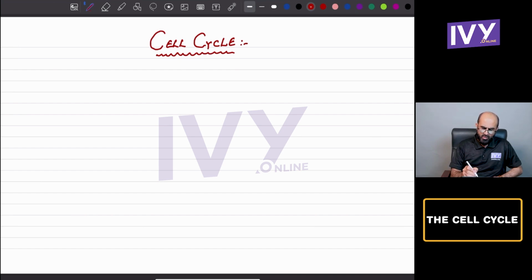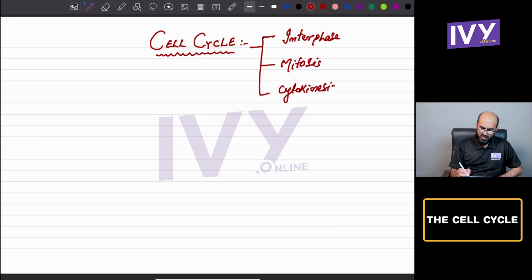For the entire process of cell cycle, we generally have three important steps in the events going on. The first one is called interphase, then mitosis, and then cytokinesis. So there are three important steps in the cell cycle.